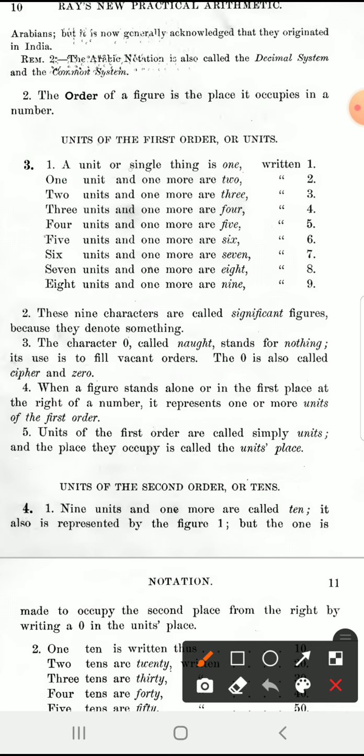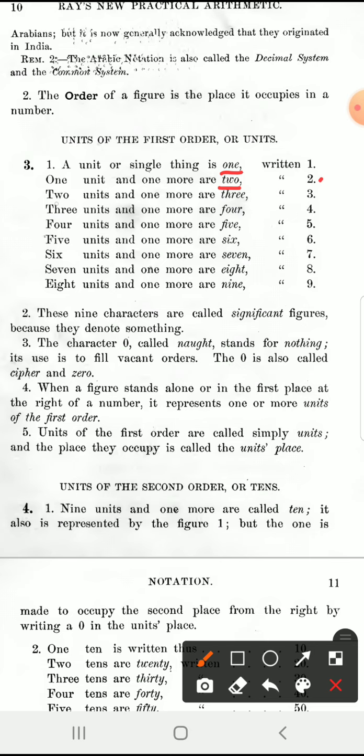A unit or single thing is 1, written 1. 1 unit and 1 more are named 2. So this quantity, this number, 1 unit and 1 more, are called 2. And that number is written T-W-O. Make sure you learn the spelling of these words. 2. And it's written with the character 2.